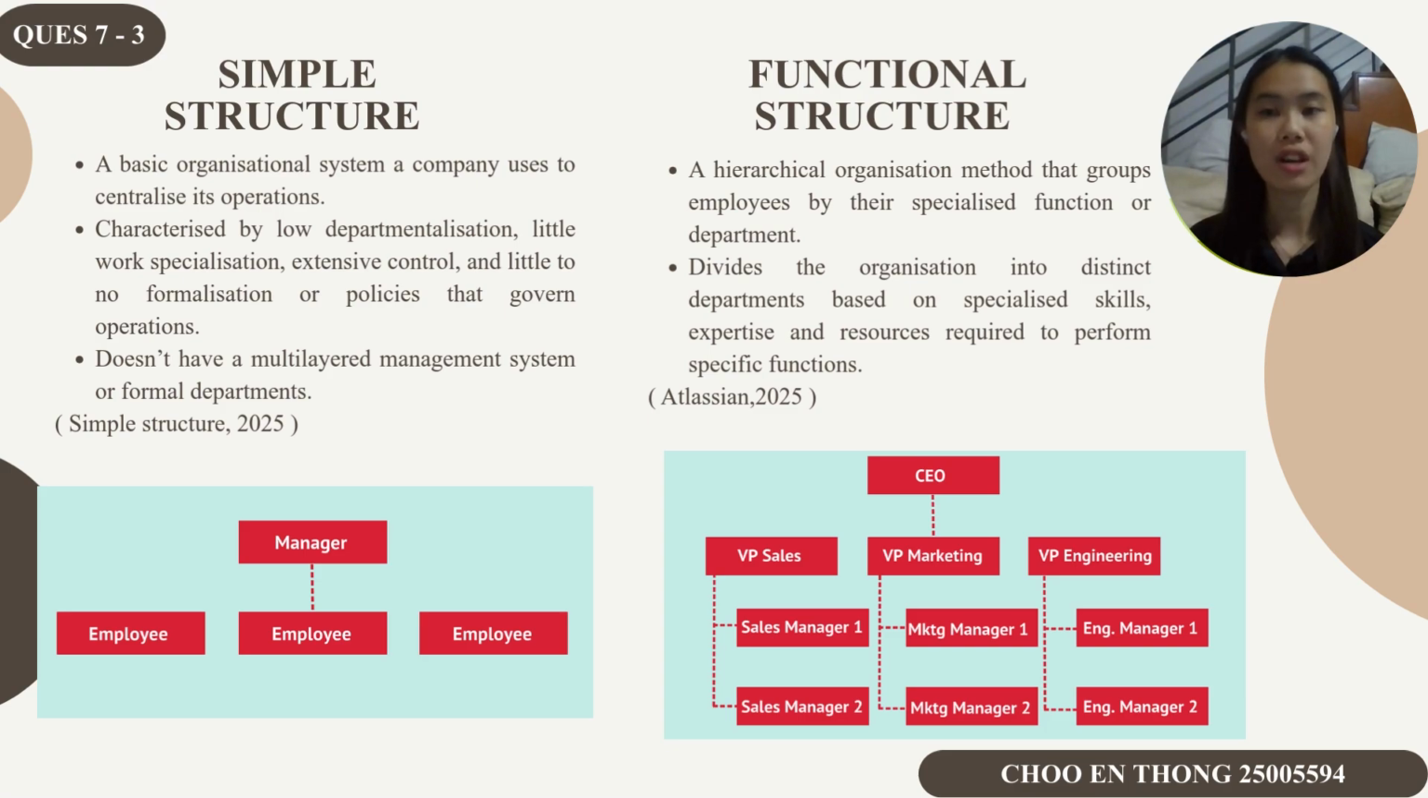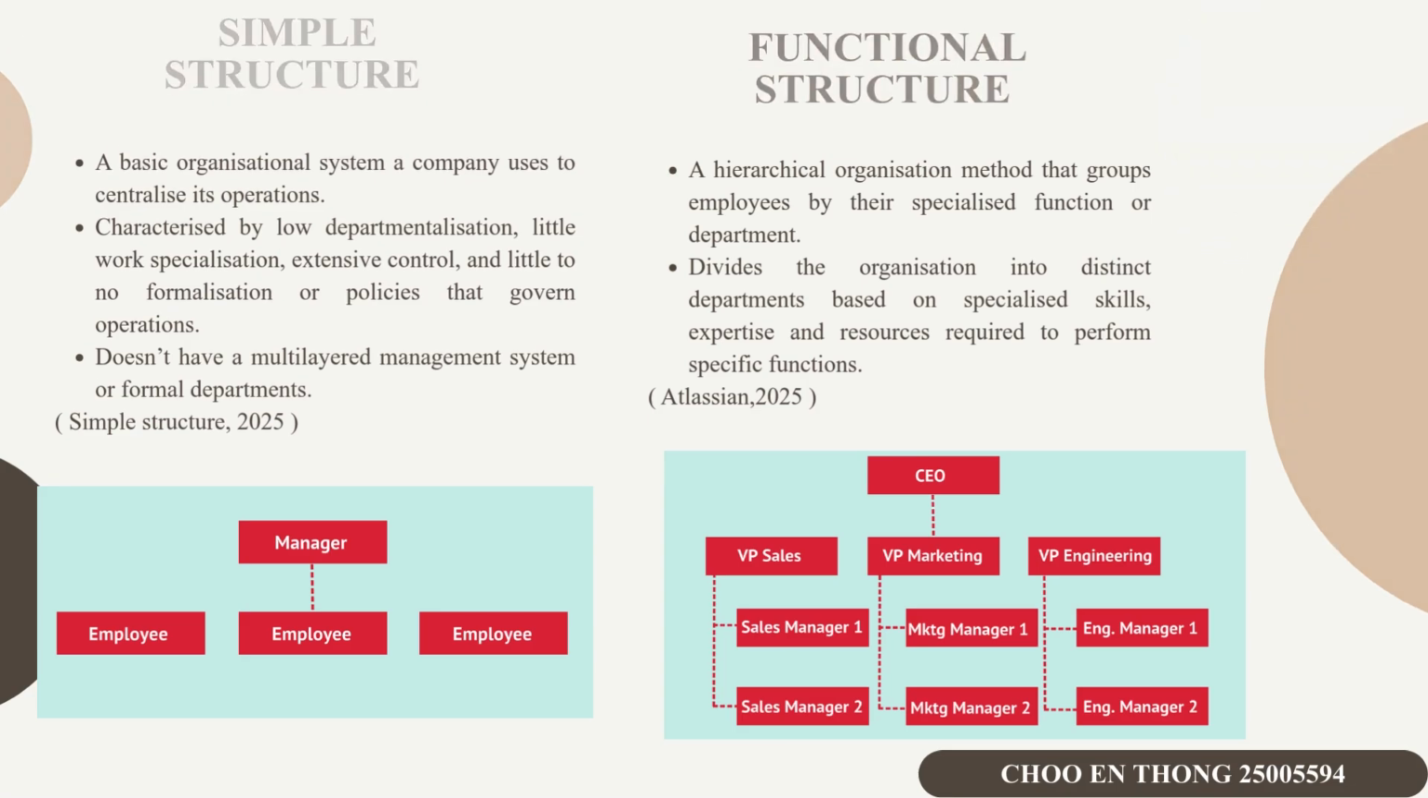Whereas a functional structure is a hierarchical organization method that groups employees by their specialized function or departments. This structure divides the organization into distinct departments based on specialized skills, expertise, and resources required to perform specific functions.